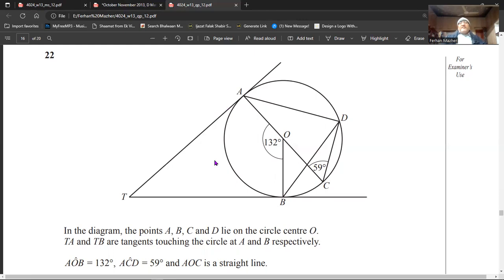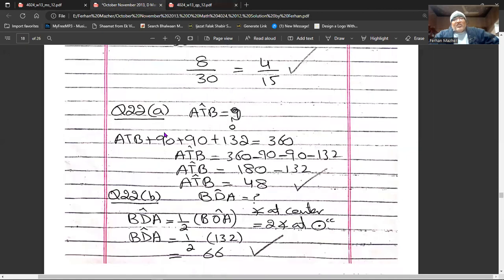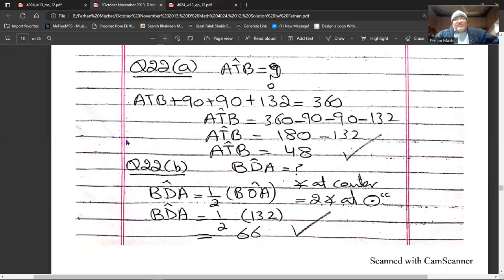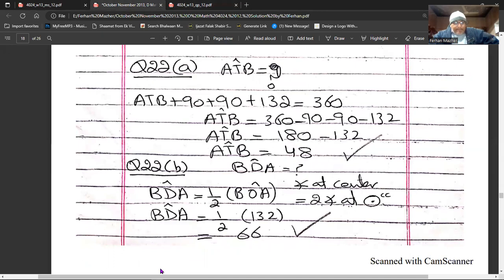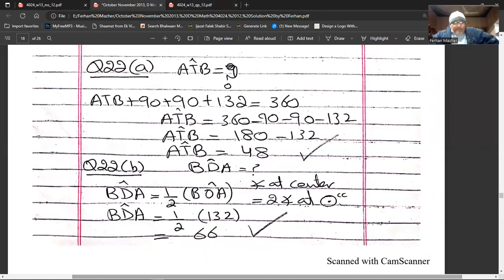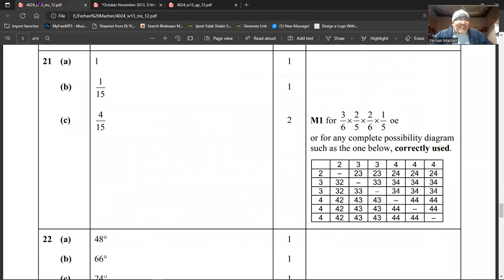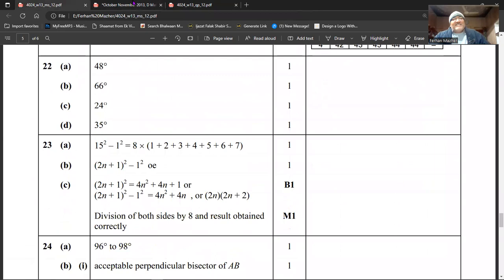So angle ATB plus 90 plus 90 plus 132 equals 360. So ATB will be equal to 360 minus 90 minus 90 minus 132. So ATB will be equal to 180 minus 132. So ATB will be 48. 48 is the right answer, sir.